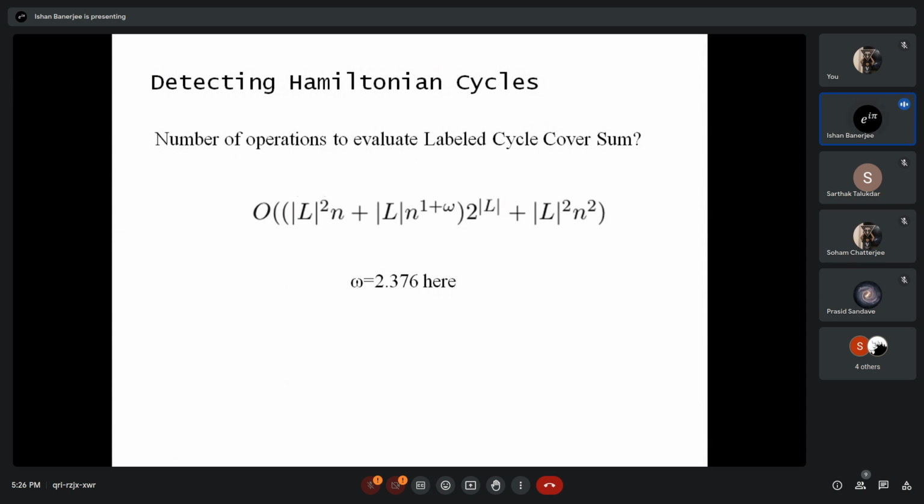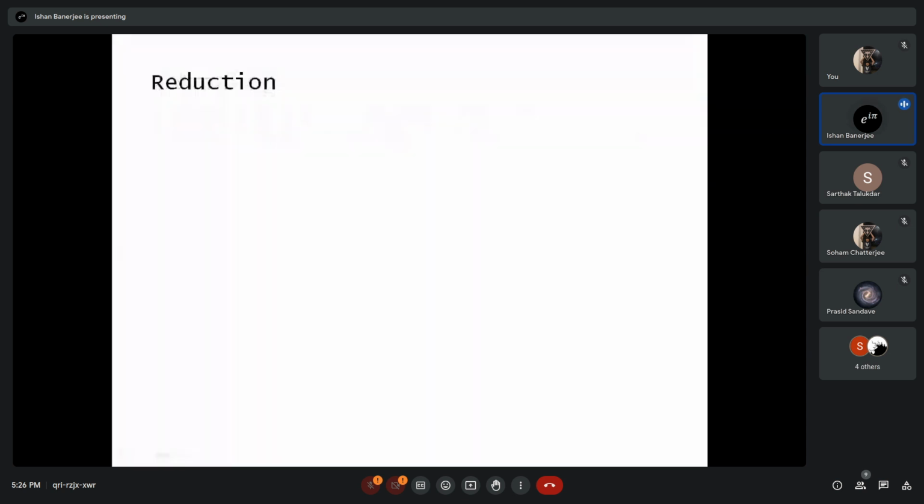This is just to evaluate the sum lambda. Now we will focus on how we can reduce Hamiltonicity to this idea, like the sum of level coefficients. So let's begin with bipartite graphs.